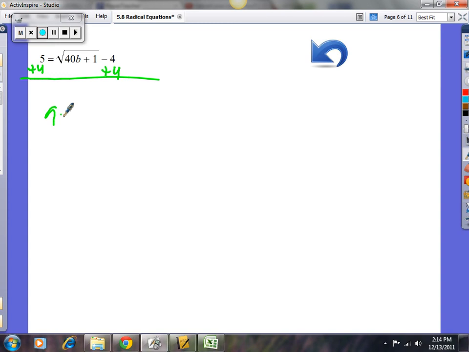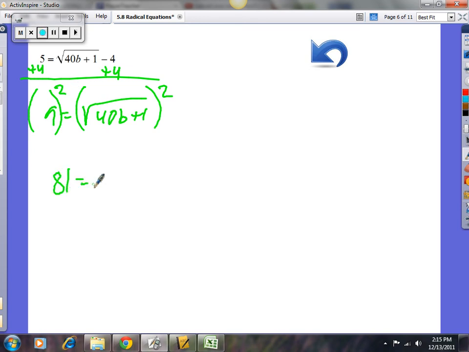So you have 9 equals square root of 40b plus 1. Now this 40 and this 1 and the b are all under the radical. So how are you going to get rid of that radical? What's the opposite of a square root? Square. So if you square this side, you have to square this side. What's 9 squared? 81. So you could have 81 equals a square root and a square just erase each other. So you just have 40b plus 1.